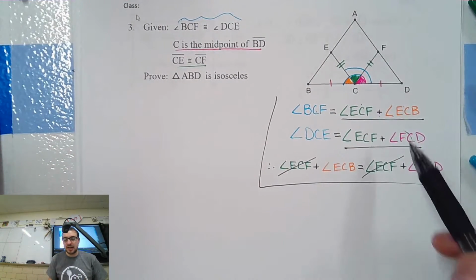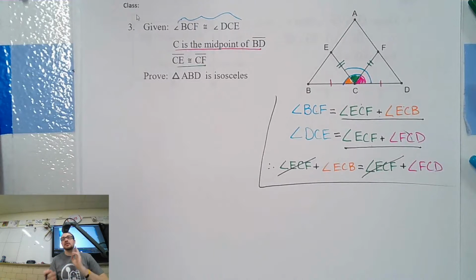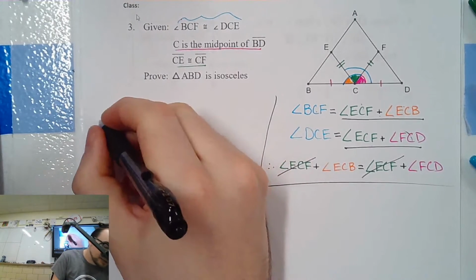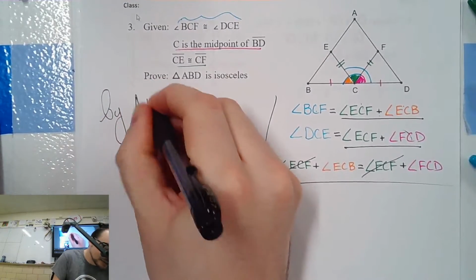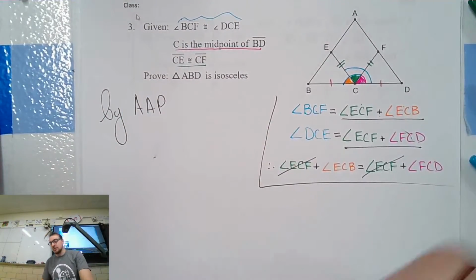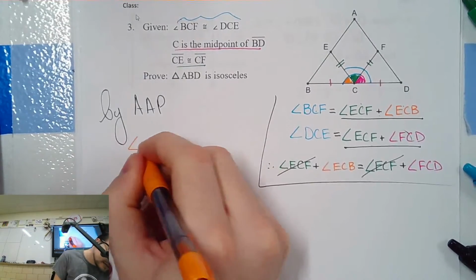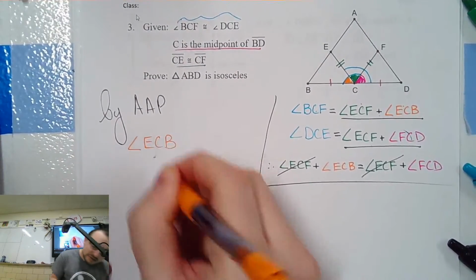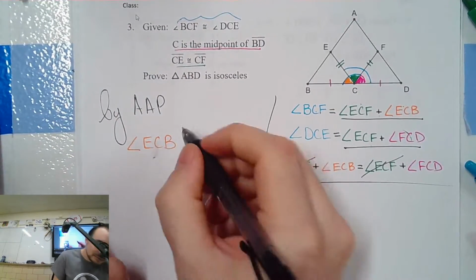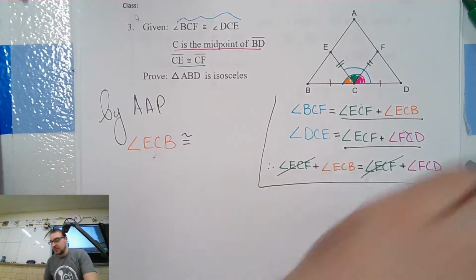How did I accomplish that? Angle addition postulate, substitution, and then subtraction, right? I'm just going to call it angle addition postulate. So when I write my proof, I'm going to say angle addition postulate. And then I'm going to jump to the chase. I know that ECB is congruent to FCB.